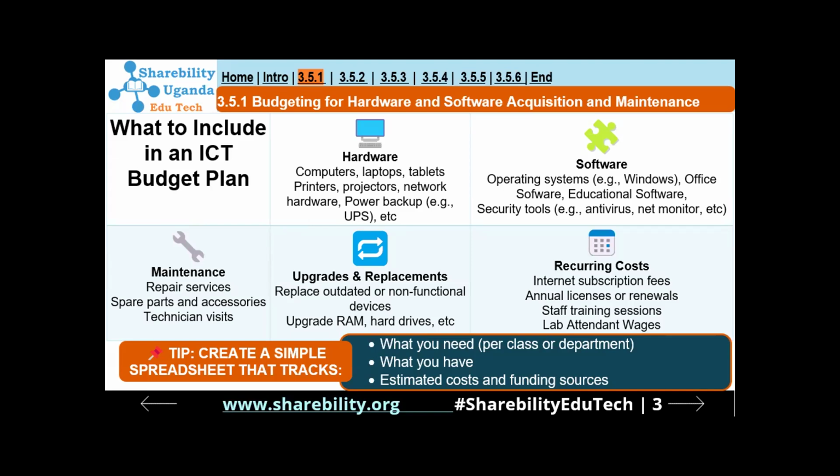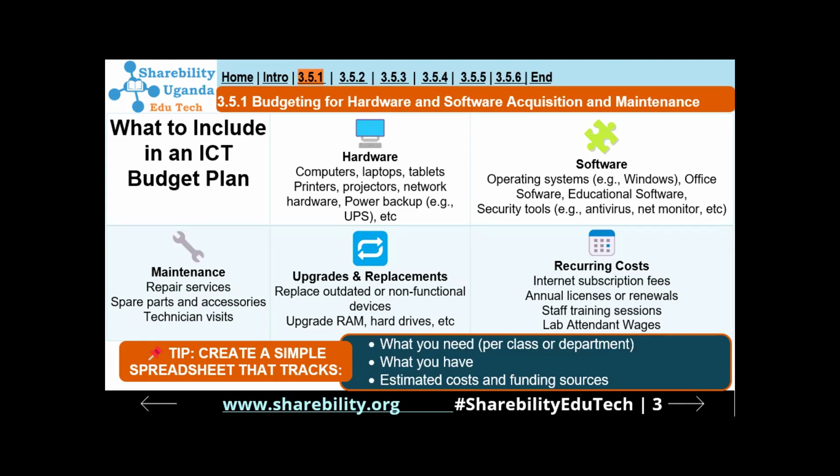So for the head teachers to be able to support and budget well for hardware and software, they need to understand these things. Today's session is meant to help us understand some of these things as school leaders. Maintenance, how regular should it be? Which spare parts are needed? How often do we schedule technician visits? Upgrades and replacements. Some schools are having computers given to them by UCC, but 10 years down the road, they don't even want to replace. If a monitor is down, they can't replace it because those are UCC computers.